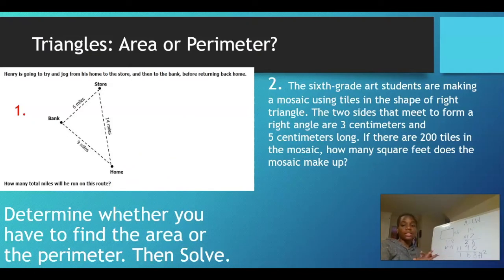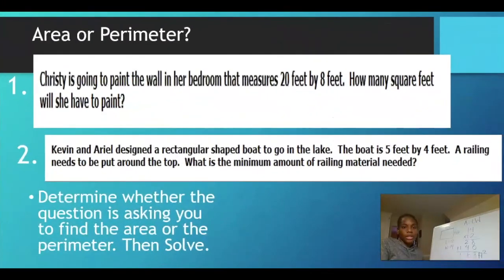So if the question is asking you to find the area when it comes to a triangle, you want to use 1/2 base times height. If the question is asking you to find the perimeter when it comes to a triangle, you take the numbers and you just add them all up. When they don't give you an image, you always want to make sure that you draw your image out. Okay, so that is the first two questions that we want you to do. And then here are the next two questions.